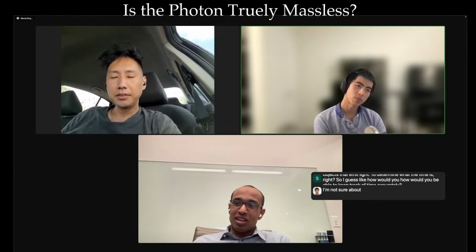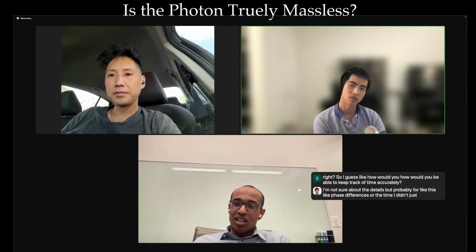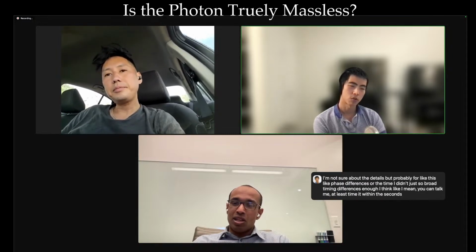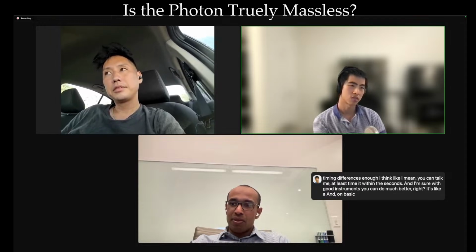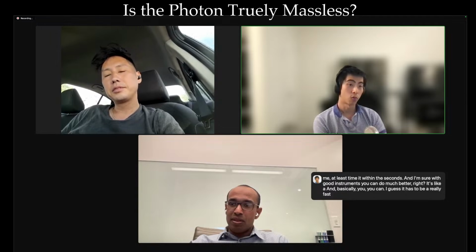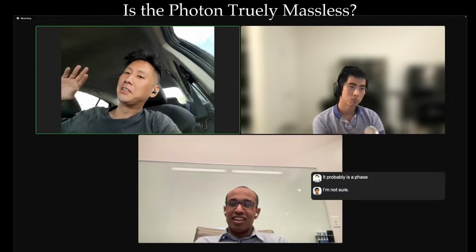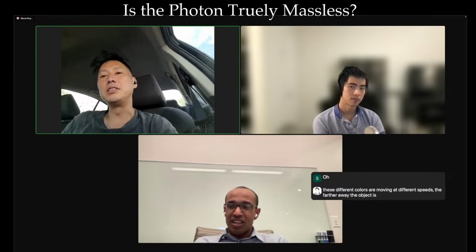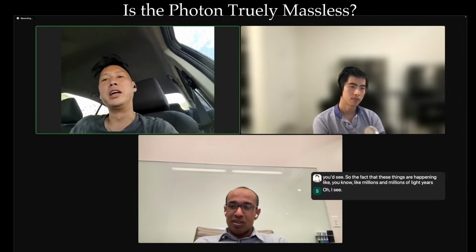I'm not sure about the details, but probably for light there's phase differences or the time. I think just the raw timing difference is enough. You can probably at least time it within seconds, and I'm sure with good instruments you can do much better. It's like a camera basically. I guess it has to be a really fast camera. I don't know the details. You've got to think that if different colors are moving at different speeds, the farther away the object is, the more of a discrepancy you'd see. So the fact that these things are happening millions and millions of light years away, you'd see it.